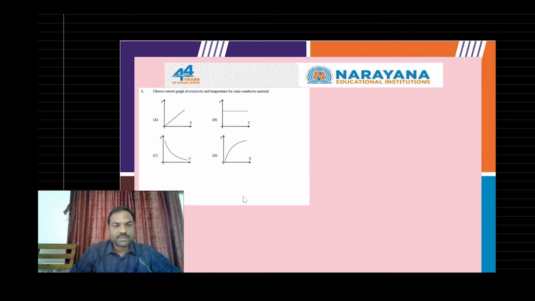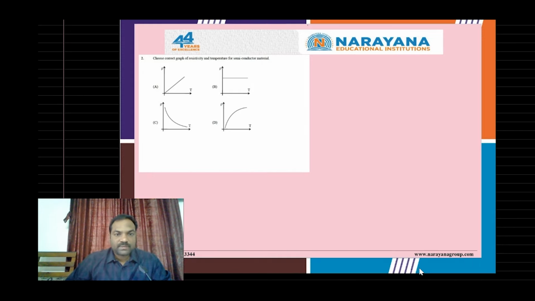This is the next question, where they are asking for the relation between resistivity and temperature for a semiconductor material. This might be one question that escaped your knowledge. Here, in semiconductors, the resistivity decreases with temperature. It's a direct statement. Whereas resistivity increases with temperature in conductors.